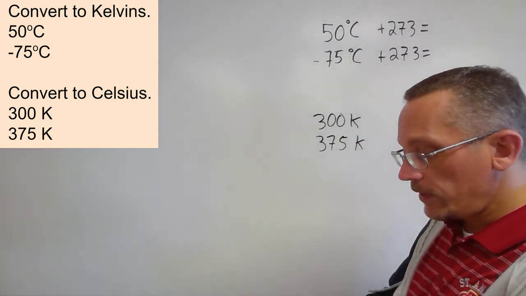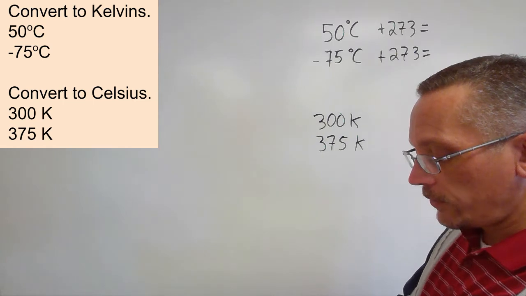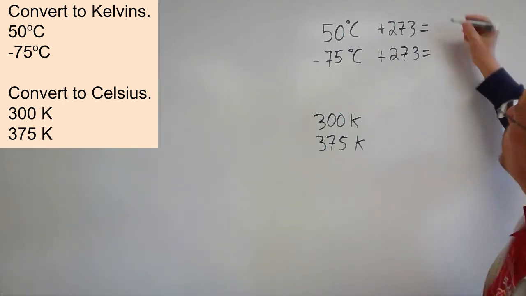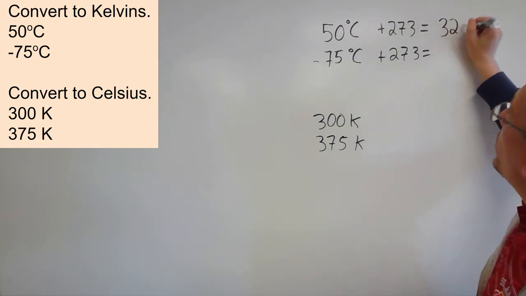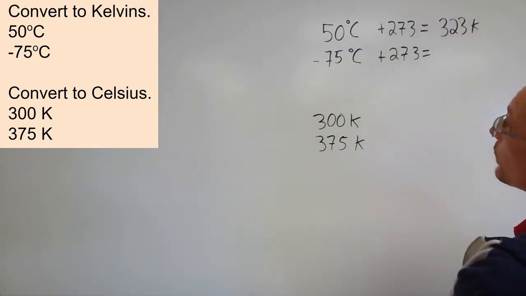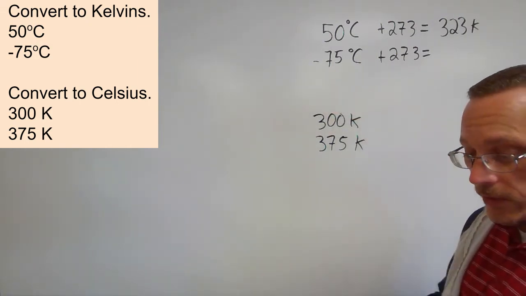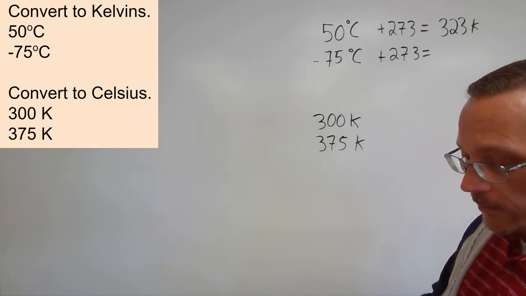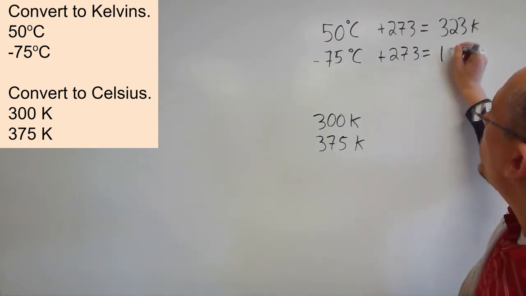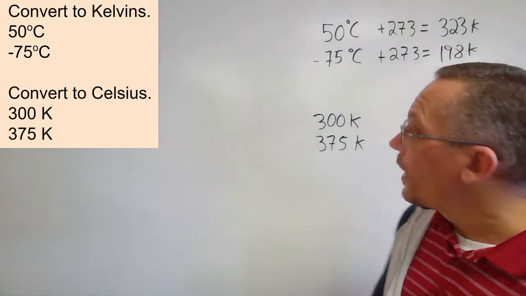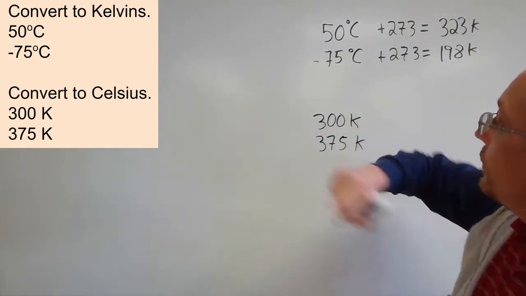So I got 50 degrees Celsius plus 273 is 323 kelvins. Easy enough. The other one here, we have negative 75 degrees Celsius. Add 273. And I get 198 kelvins.